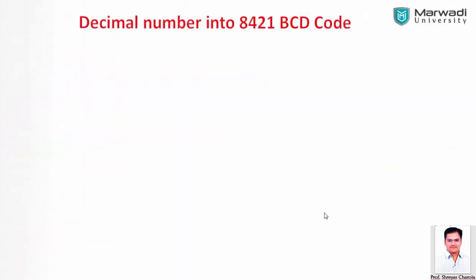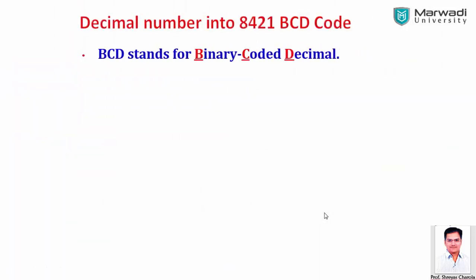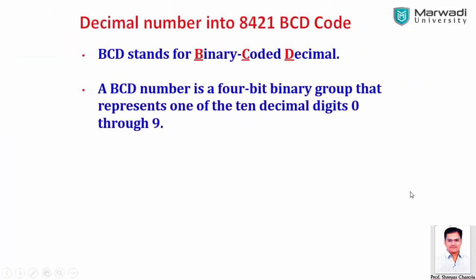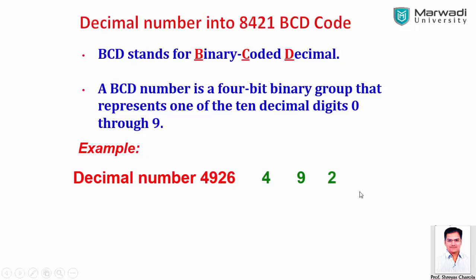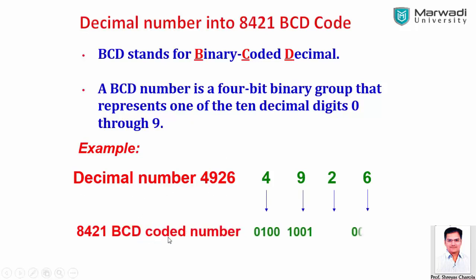Now let's take the example of how to convert any decimal number into BCD code. That means if I want to convert 4926, BCD is nothing but binary coded decimal. For 0 to 9 I have the same as binary input, but if I want to represent 10, I should write 0001 0000. Let's consider that I have the decimal number 4926, and I want to represent that number in binary coded decimal.